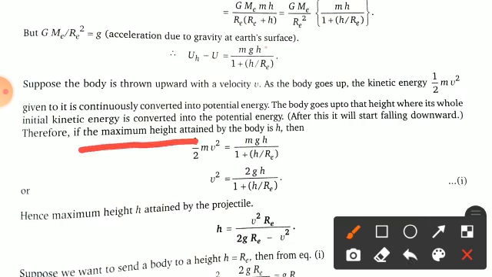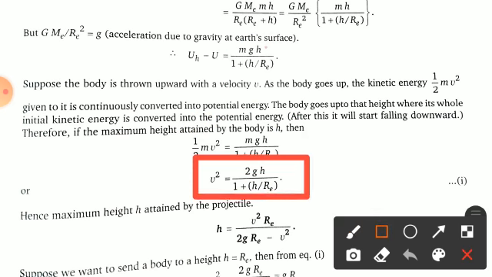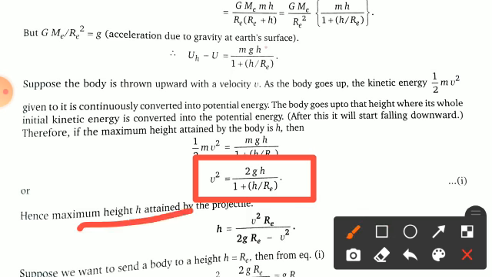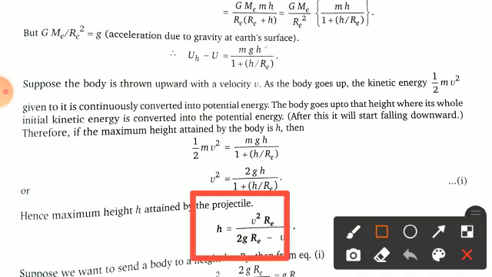Therefore, if the maximum height attained by the body is h, then its kinetic energy is equal to how much? As you know, the whole of the kinetic energy changes into the potential energy. So equating this potential energy to the kinetic energy, and after solving, you will get V square equals 2gh, 1 plus h by Re. From this relation you can also find the maximum height attained by the projectile: h equals V square Re by 2g Re minus V square, fine.